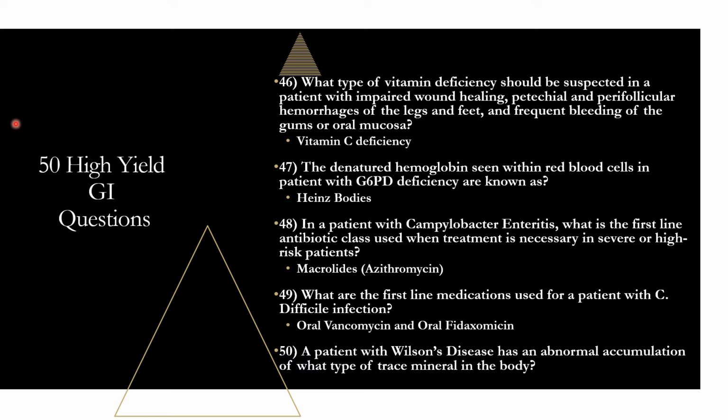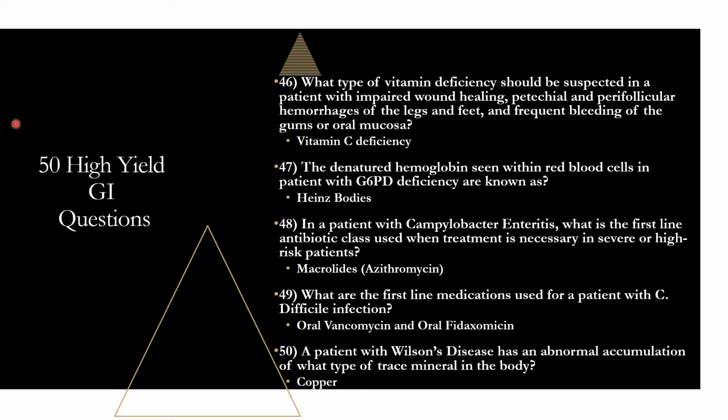Okay, so last question, question 50. A patient with Wilson's disease has an abnormal accumulation of what type of trace mineral in the body? So what type of mineral? It's going to be copper. So patients with Wilson's disease have a deficiency in ceruloplasmin, and ceruloplasmin helps transport and excrete copper. So if you have a deficiency in this area, it's going to wind up leading to accumulation of copper in the body in a number of different places.